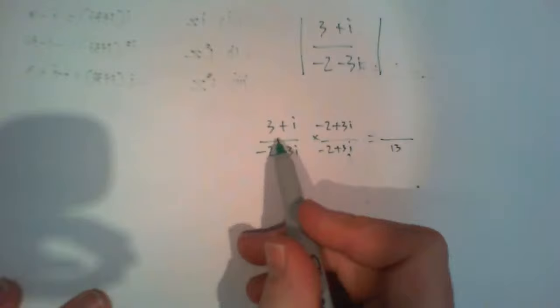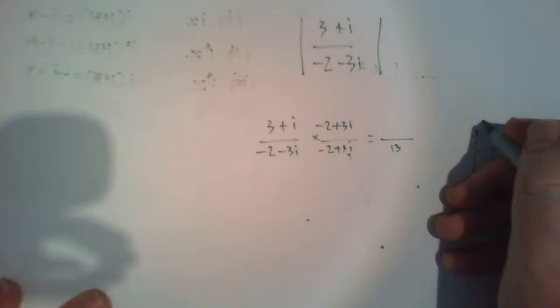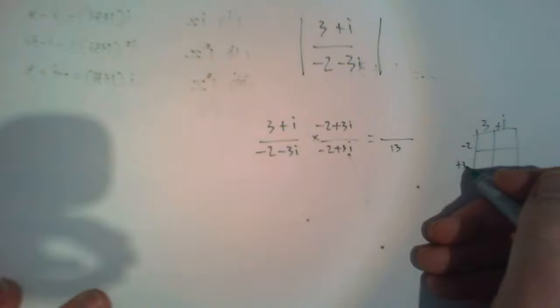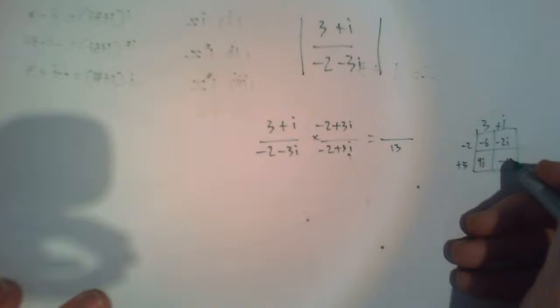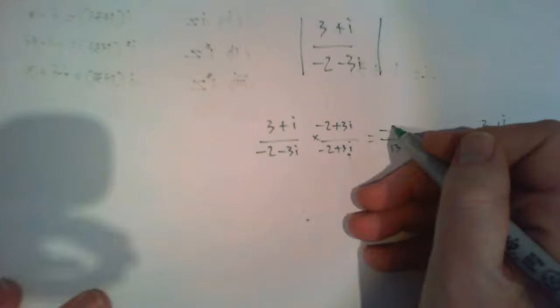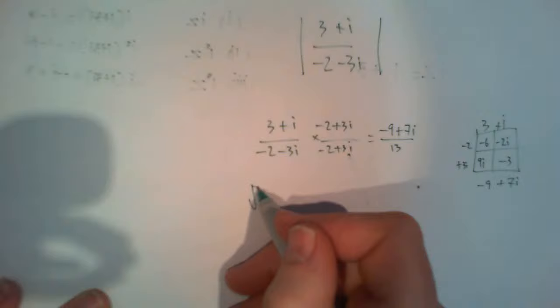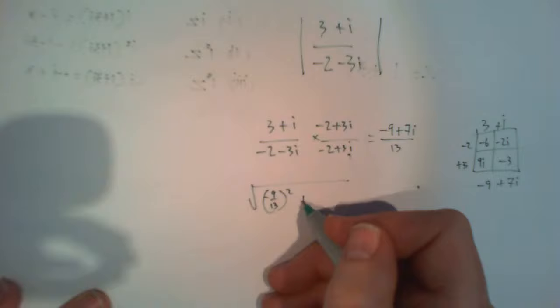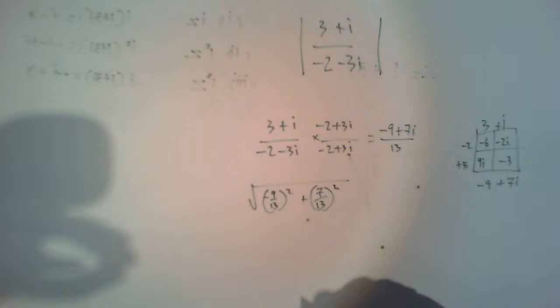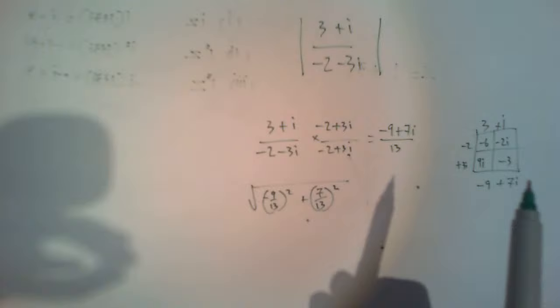Over. Now we have to work out the top. So let's get our little grid going here. We've got 3 plus i, and we've got minus 2 plus 3i. Minus 6, minus 2i, 9i, and then we have minus 3. So it's minus 9 plus 7i. And we're going to get the absolute value of that. So that's going to be the square root of minus 9 over 13 squared plus 7 over 13 squared. So that's going to turn out as something, I'm assuming. Whatever that's going to be, use your calculator. I don't have my calculator to hand, but you're going to get an answer for that.